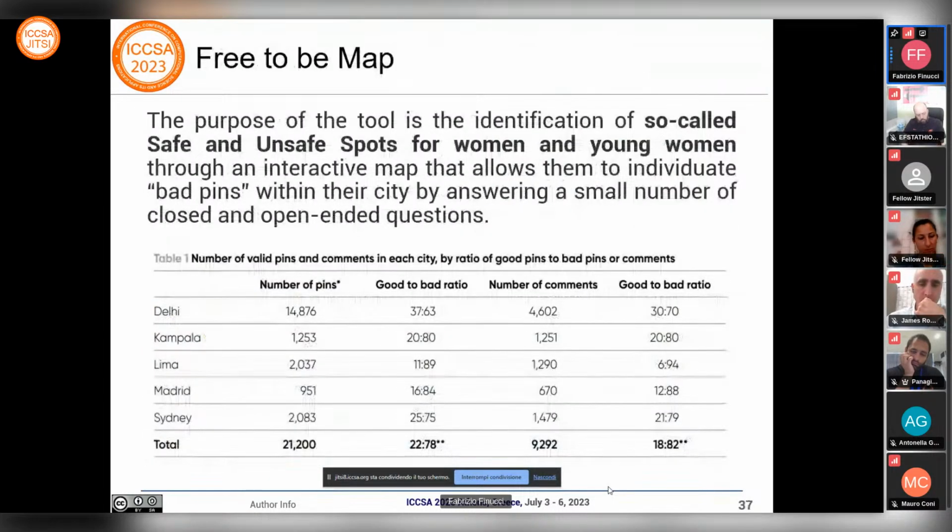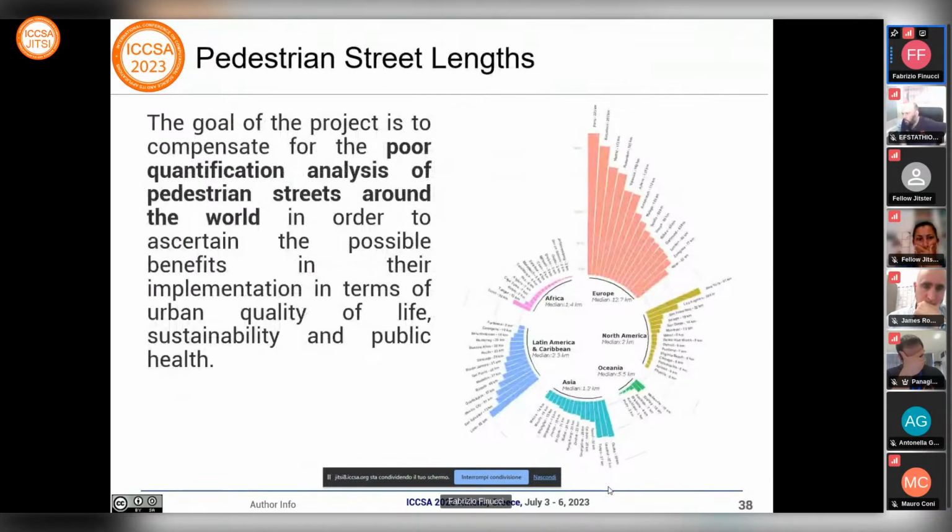There are other applications that are connected with psychogeographical mapping and the perception of the inhabitants, especially connected with gender urbanism. For instance, the Free to Be map is a map that wants to tell women where there is a safe place or not a safe place, where to do sport. There are other maps that can be used as indicators, like the Pedestrian Street Length, which collects the measure of all the pedestrian paths in more than 900 cities.